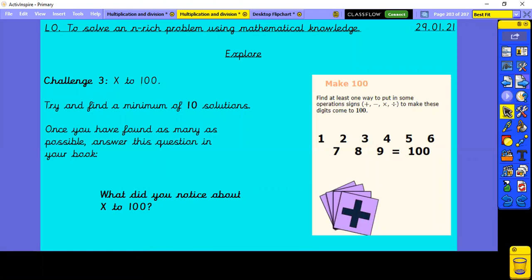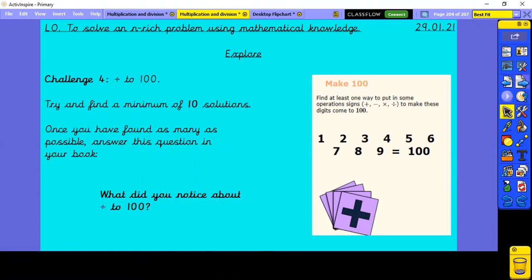Okay, now we're on to challenge 3. Well done, guys. So now we're doing multiplying to 100. Again, you can only use each of the digits once, and you need to find 10 solutions minimum to get the answer 100. Once you've done this, answer the question, what did you notice about multiplying to 100?